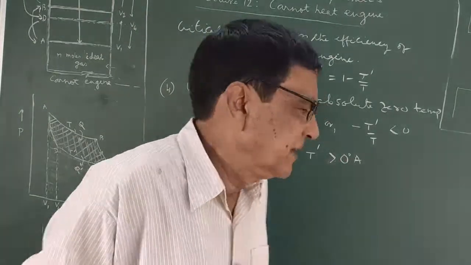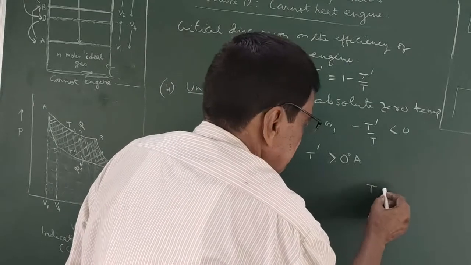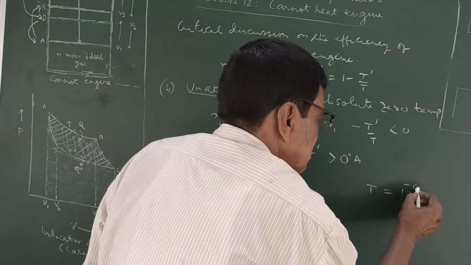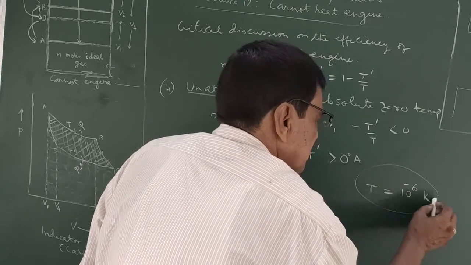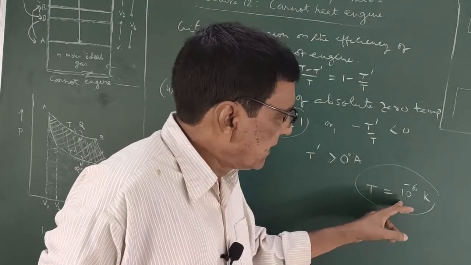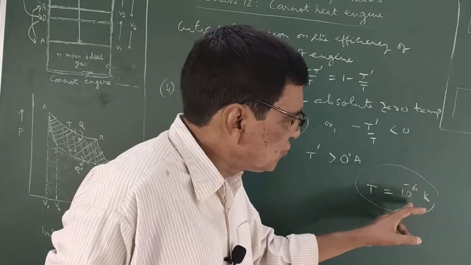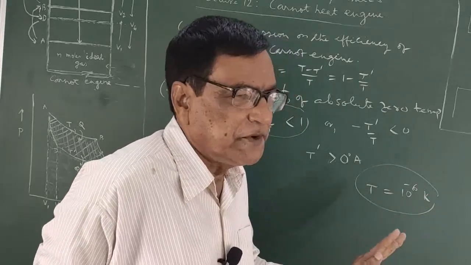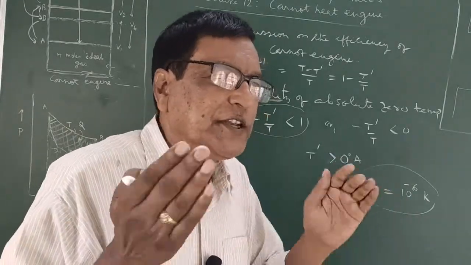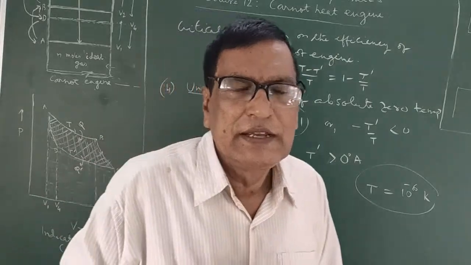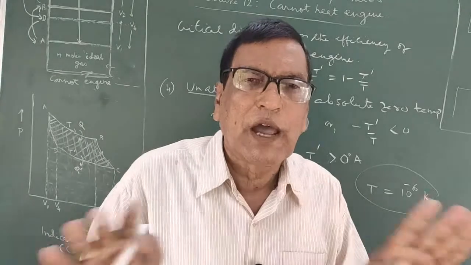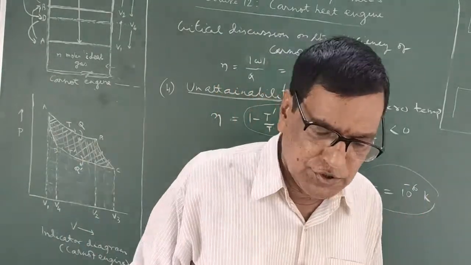But still they reached this temperature, say 10 to the power minus 6 Kelvin, that means 0.000001 Kelvin. Very small temperature, but still they failed to reach a 0 Kelvin temperature. If it would be possible, then the second law of thermodynamics is not applicable, not viable, totally fails.